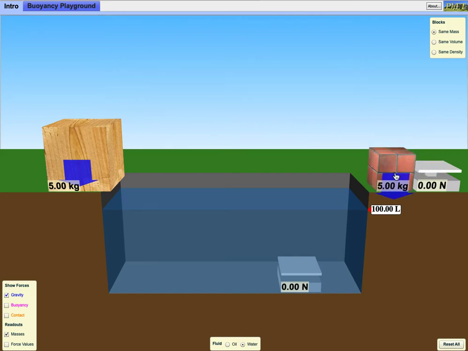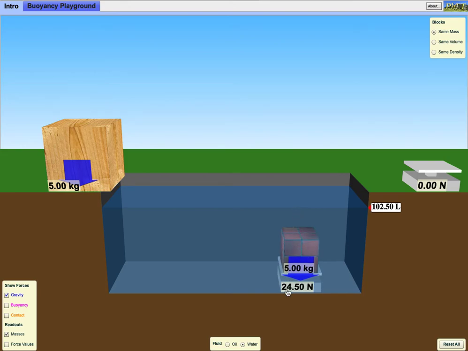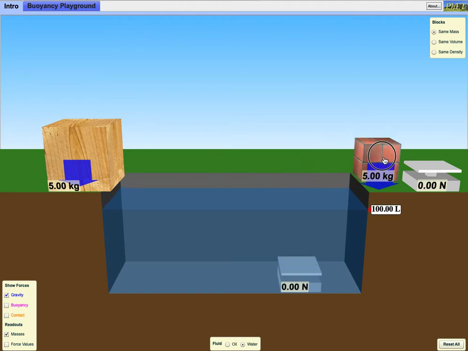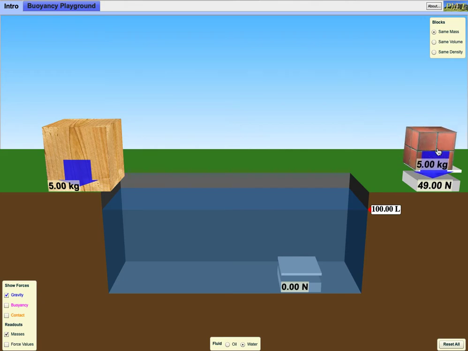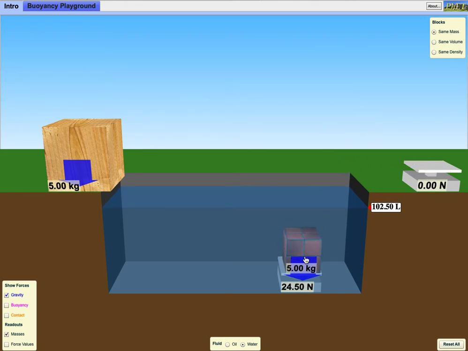Now if you place it in water, you notice that it weighs less. When we submerge it in water, it weighs 24 newtons. So it weighs less in water, but if you look at the weight arrow, the blue arrow, that's the object's weight, the force of gravity. That stays the same. Whether you're in air or in water, the weight of this cylinder, this piece of cement, is going to be the same.